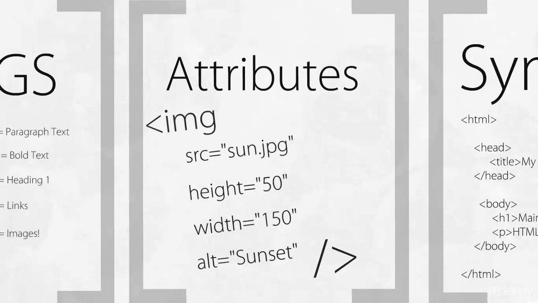The image tag needs some help, doesn't it? Definitely. For example, if you have a height and a width, it stops your website jumping around. So having a height and width for your images is very good. The source, src, is just where the image is. What do you think alt is? Alt is a short description of your image. Very good.